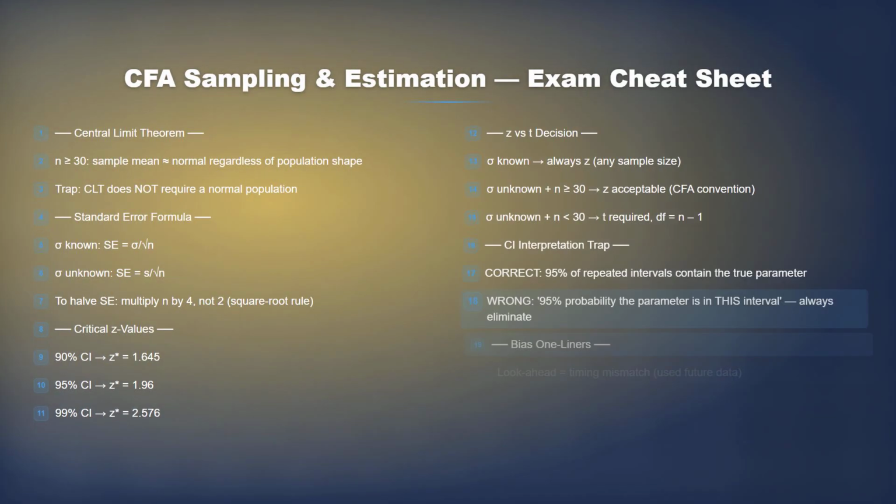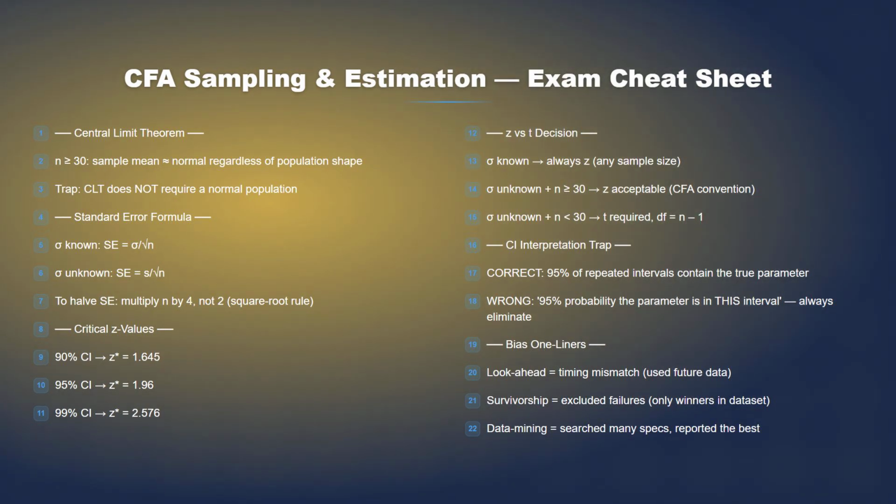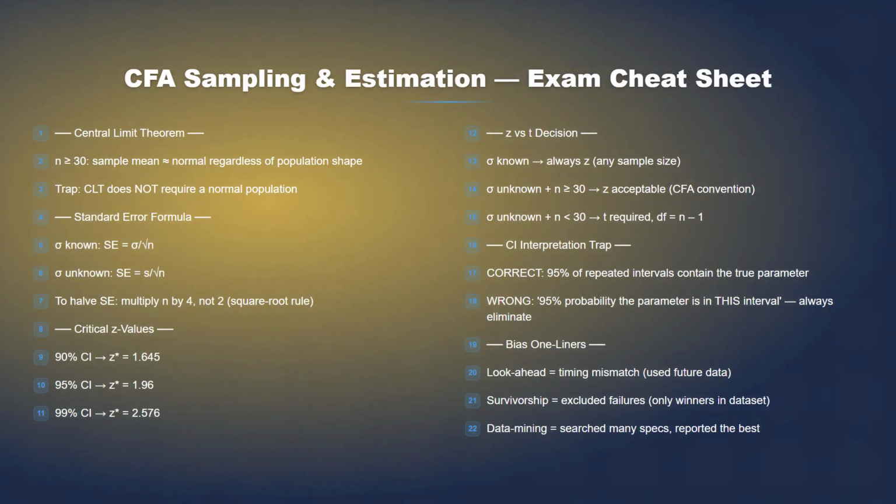The cheat sheet. Pause here, screenshot this. Everything you need to answer any question on this reading, in one frame. Central limit theorem: n greater than or equal to 30 guarantees a normal sampling distribution regardless of population shape. Standard error: sigma over root n if sigma is known, s over root n if sigma is unknown. To halve the standard error, quadruple n, not double it. Critical z-values: 90% equals 1.645, 95% equals 1.96, 99% equals 2.576.